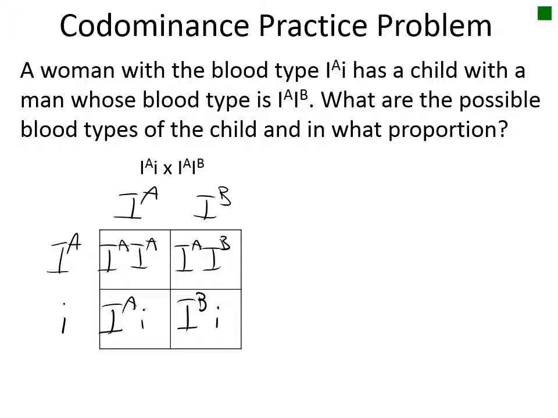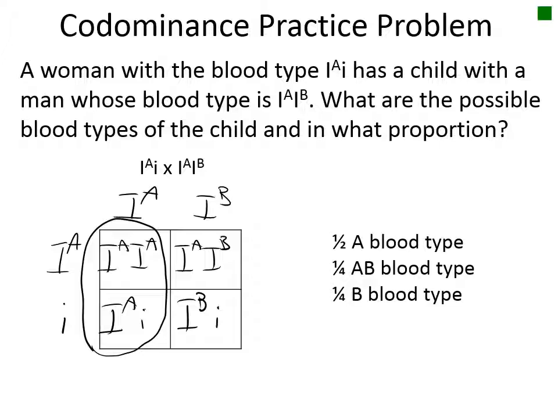Looking at the Punnett square, we have 2 out of 4 possibilities to have a type A blood type. This is the same as 1/2. Out of the 4, we have 1 out of 4 that will have a type AB blood type, and 1 out of 4 that will have a type B blood type.